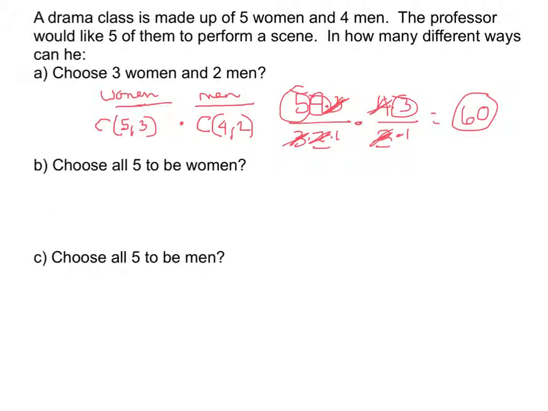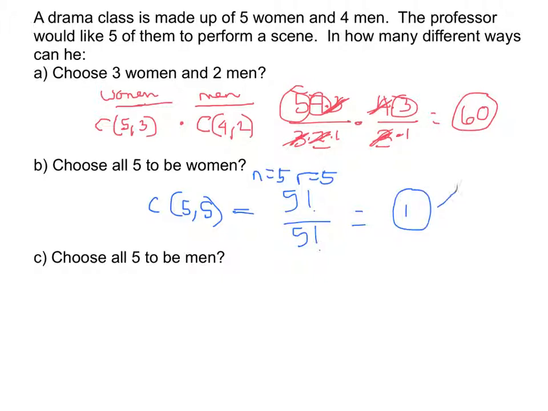Let's move on to the next problem. In how many different ways can we choose all 5 to be women? Now, this problem itself does not have 2 tasks because all we're doing in this problem is choosing women. So we have C of 5, comma 5, because we have 5 women to choose from. Remember, our n is 5, and our r in this problem is also 5. So this gives us 5 factorial over 5 factorial, which in fact is just 1. And that should make sense because really there is only one way to choose 5 things from 5 given things.